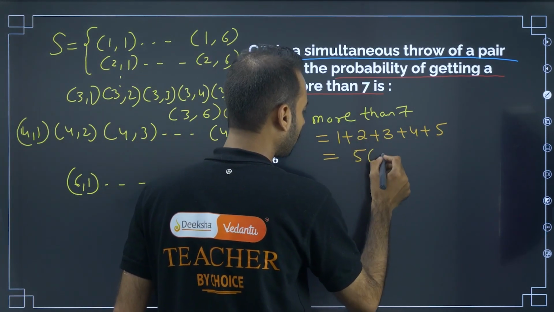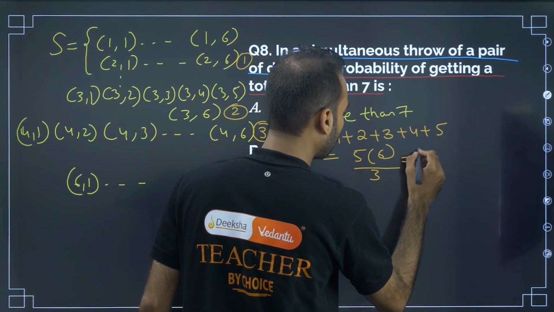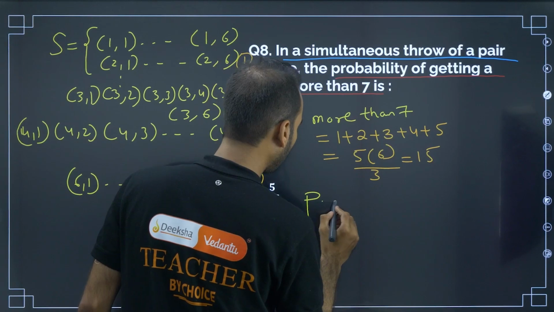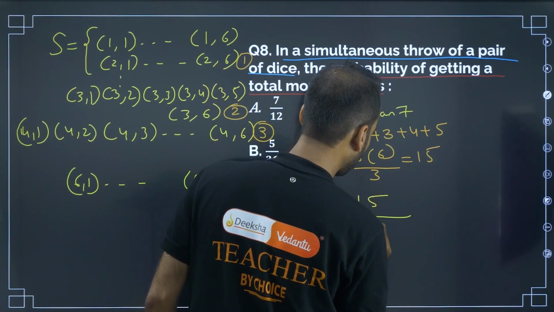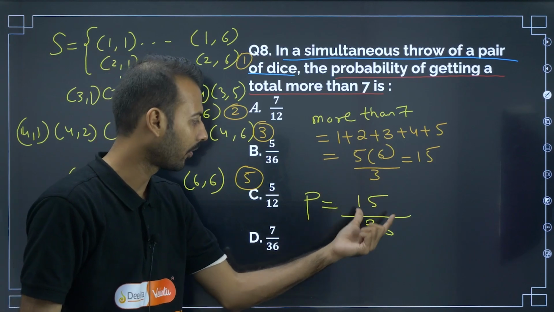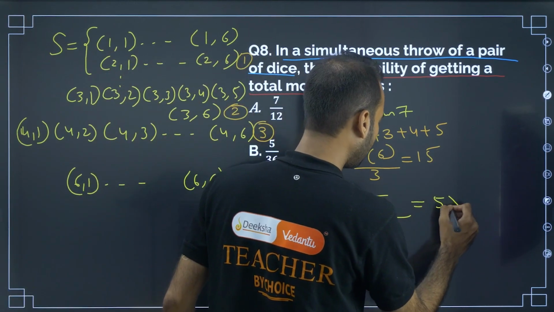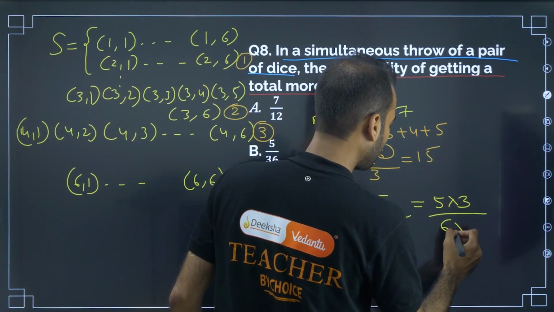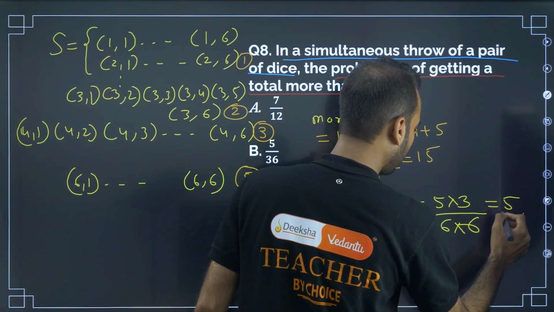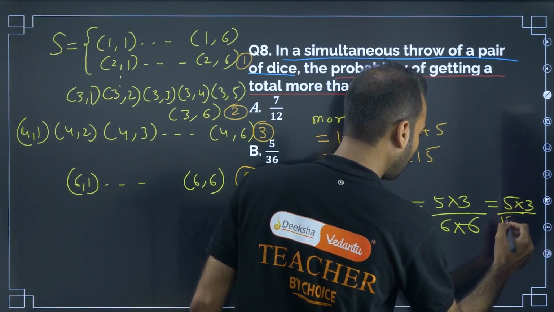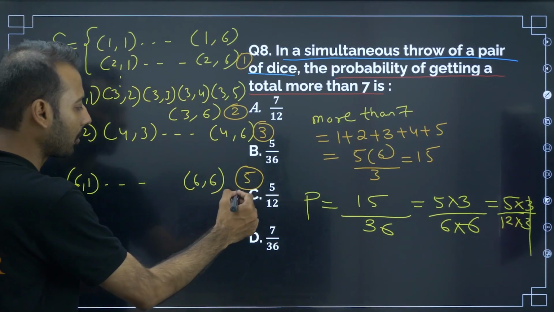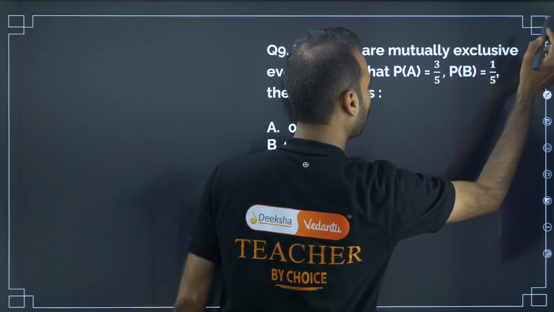So if I take the summation of this, it is equal to 15. Now probability is equal to favorable cases 15, total 36. So 15 can be written as 5 into 3, and 36 can be written as 12 into 3. If I cancel 3 and 3, we get 5 by 12. Is there any such option? Yes, C is the answer for this. Moving on to next question.